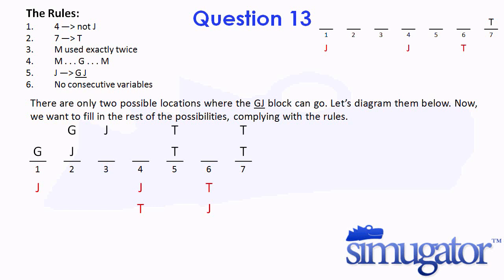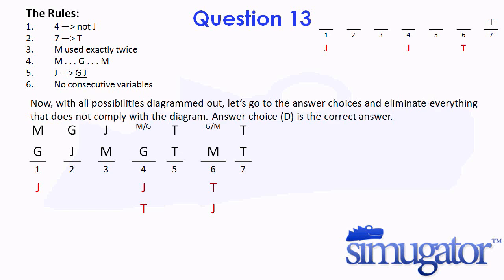So let's fill in the rest of the possibilities, complying with the rules. On the bottom diagram, M must go in slot 3, G must go in slot 4, and M must go in... Let's do the top. And that's how it looks like. In slot 4 and 6, the slash means that it could be either or. So we have our diagrams complete now.